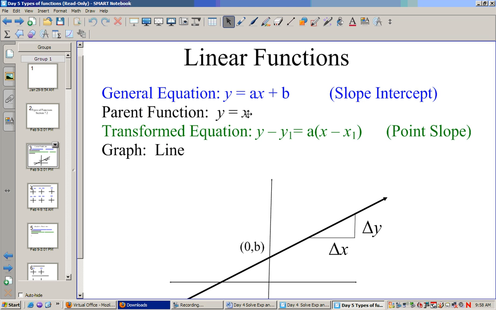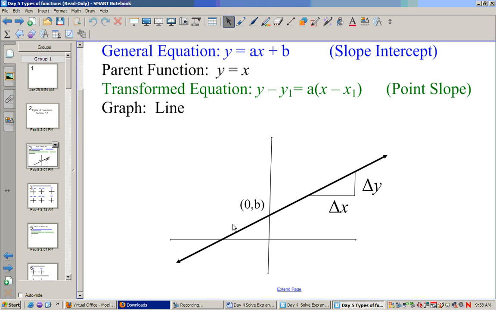The parent function is y equals x, which is the diagonal line crossing through 0, 0. And the transformed equation, y minus y1 equals a times x minus x1, we call point slope form. So this is slope intercept, and this is point slope form. And here is our equation. Notice that slope is rise, change in y over change in x. And this point 0, b is called our y-intercept. Hopefully you guys have gotten enough of this in 7th, 8th, and 9th grade.